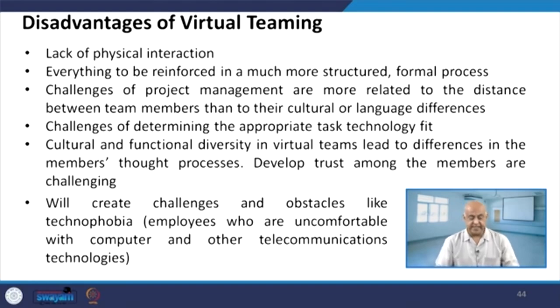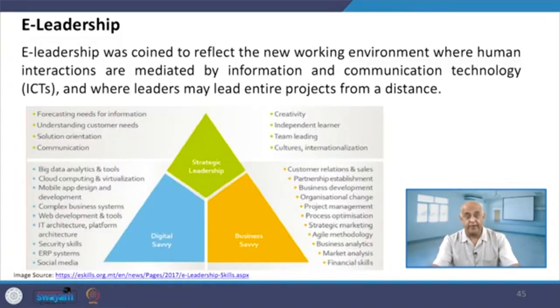It will also create challenges and obstacles like technophobia. Those who are not used to this type of technology will face problems, and they will say, no, we will not be able to use this technology. So technophobia will be there. So, e-leadership.